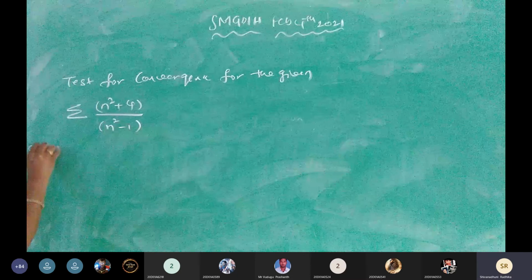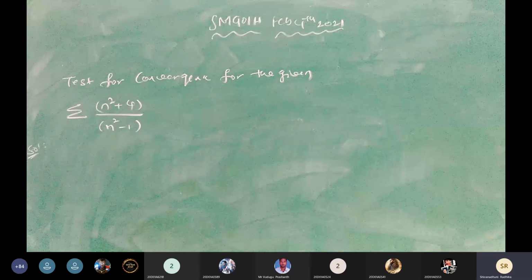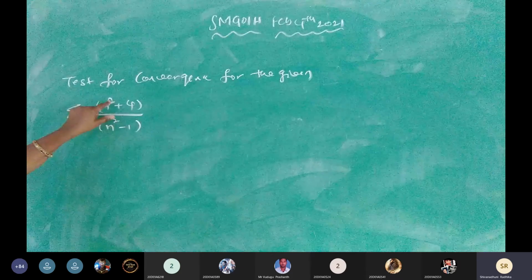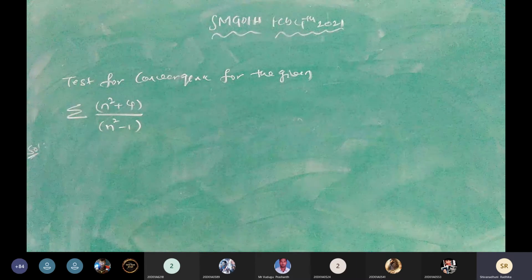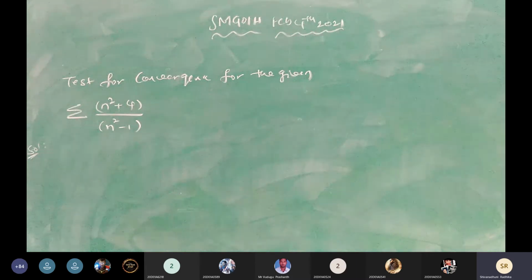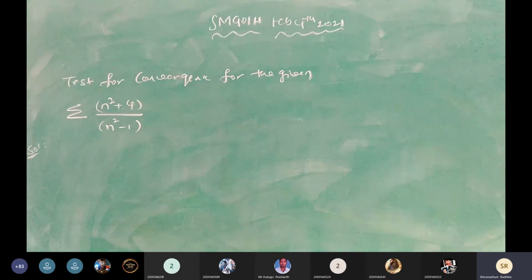Now, which method are we going to apply? We have to check whether to apply the comparison test or D'Alembert's. For this problem the powers are finite values, so we have two chances. First one, the comparison test. Is it possible to apply the comparison test? And then we go for D'Alembert's also. Is it clear?